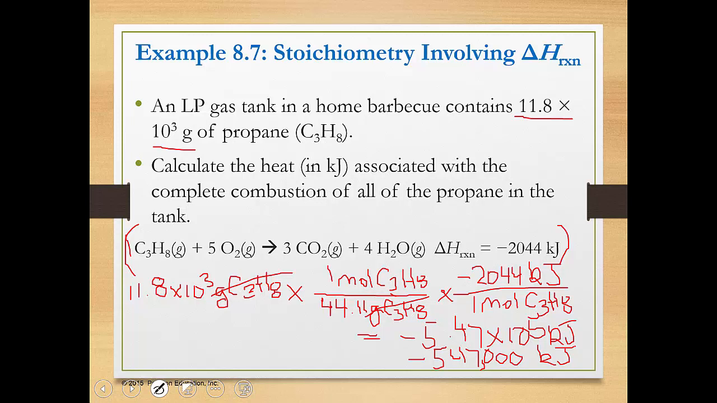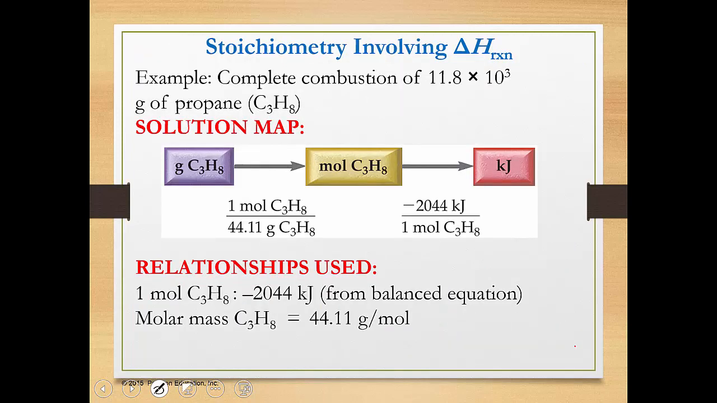Now, you may not be as familiar with kilojoules. You could do a conversion to change it to BTUs or whatever energy unit you're comfortable with to see how much energy you're going to get out of that. But we're going to leave it in kilojoules. The negative value is just telling us that that's the amount of heat given off by the reaction as that propane burns. All right, so here's the cleaner version.